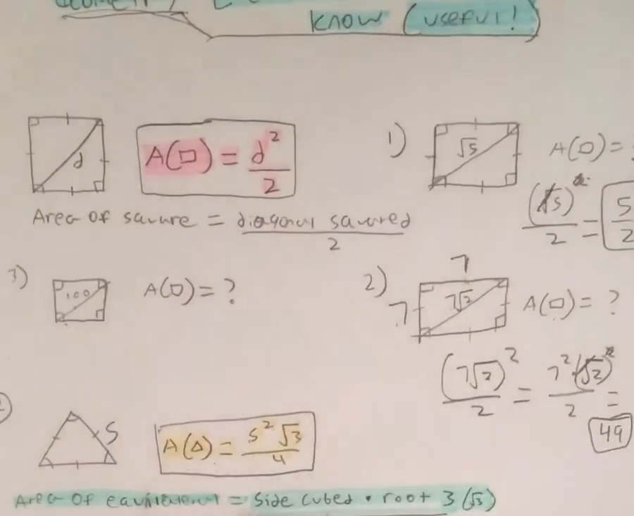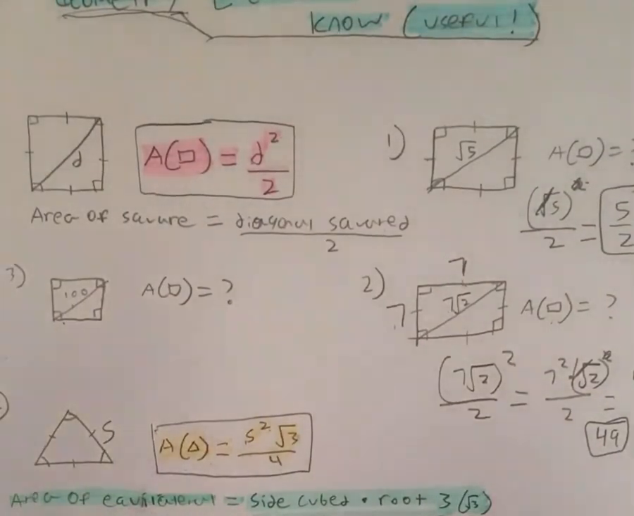But this is the area of an equilateral triangle: s squared root 3 over 4. This is very important, guys. If you're watching this, remember this equation. Write it down somewhere and remember it for the future.